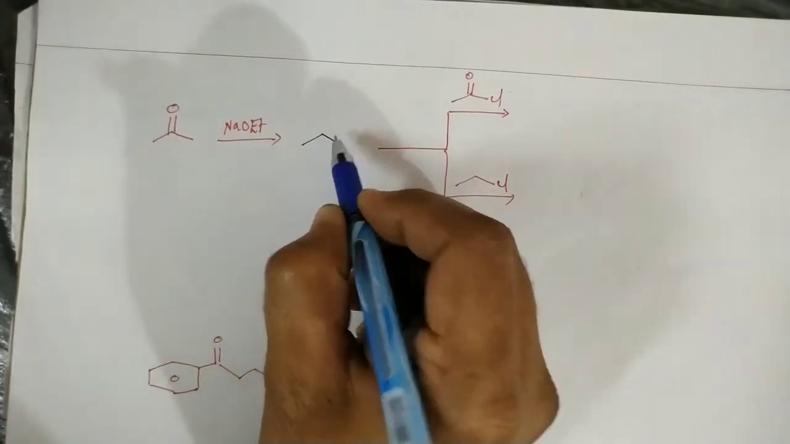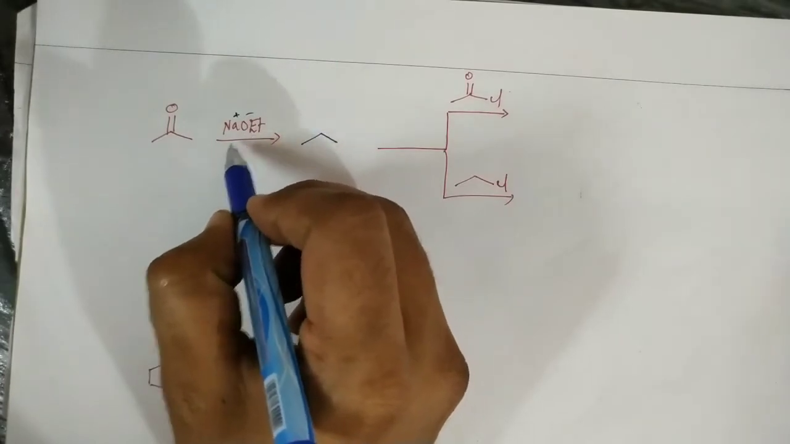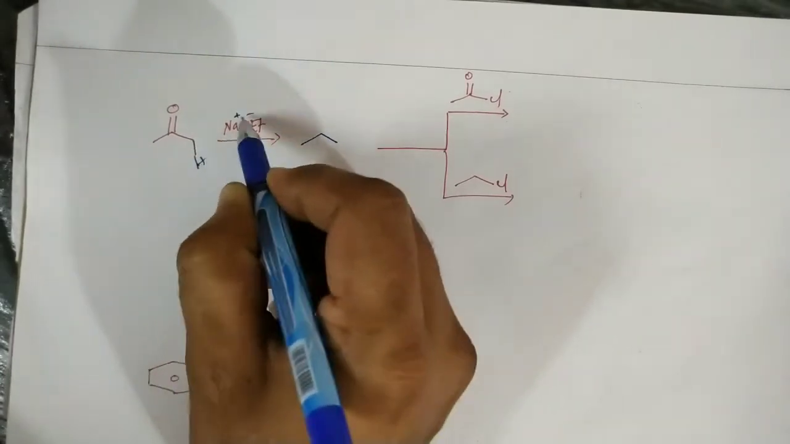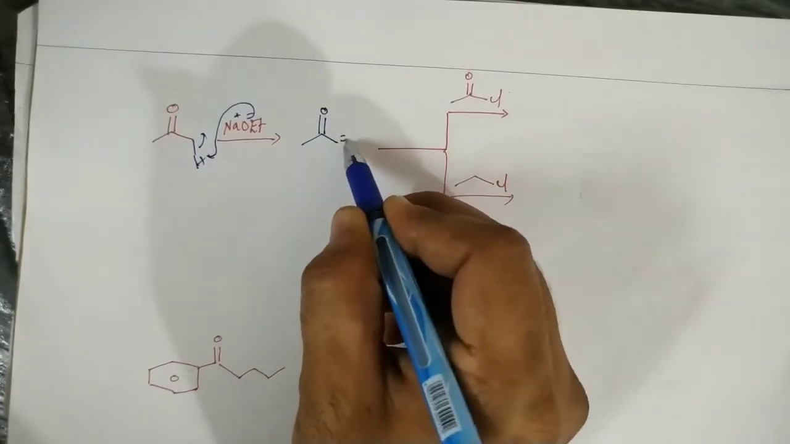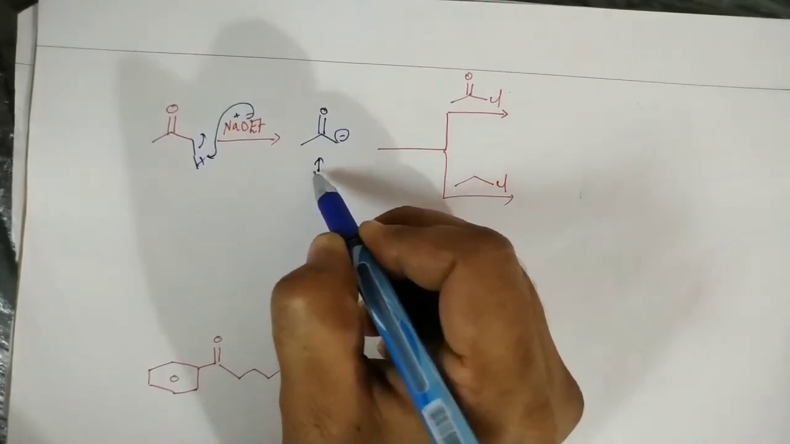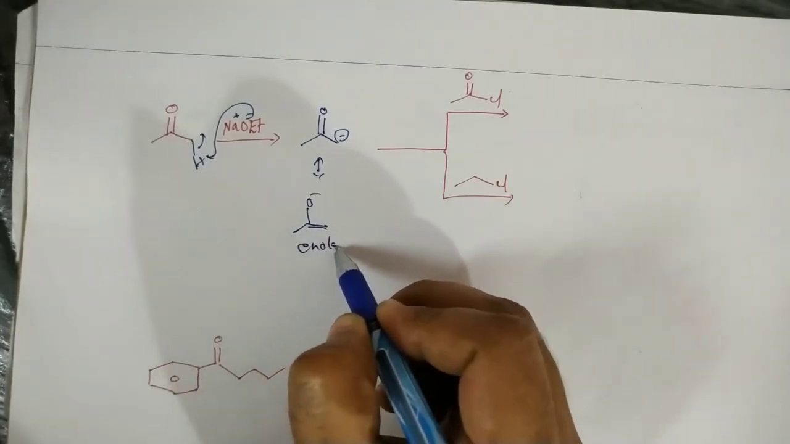So in this case, first of all, this Na+ OEt minus, EtO minus, is actually a base. That base removes the proton from this alpha carbon. So here we will get the carbanion. This carbanion is stabilized by resonance, so we will get the enolate ion.